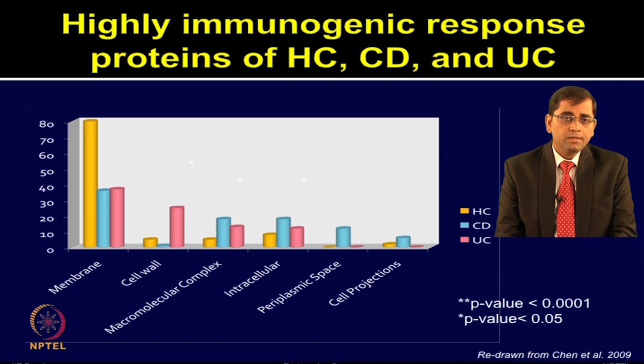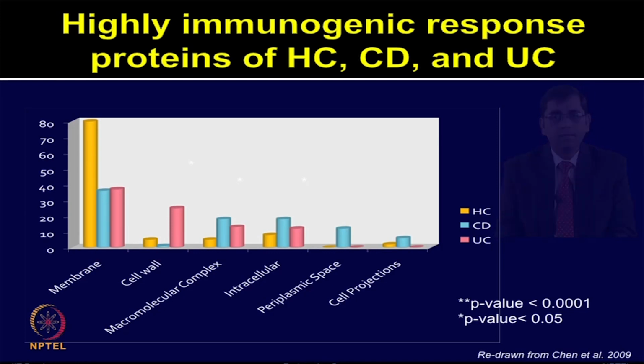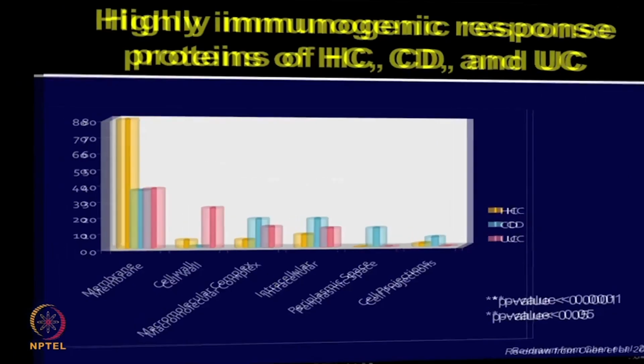HC, CD and UC were then further used to define the cellular components and functional role, which is shown in this slide. Authors tried to categorize the proteins in all the three groups as per their cellular location as membrane, cell wall, macromolecular complex, intracellular and periplasmic space and the cell projections and looked at the differential response.